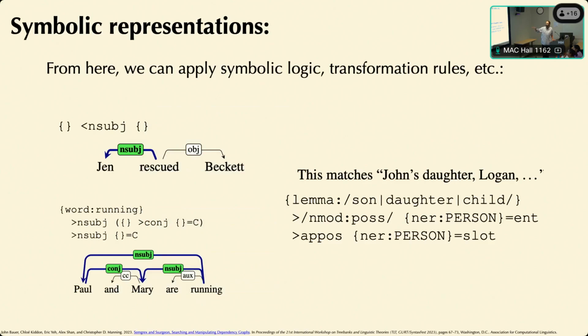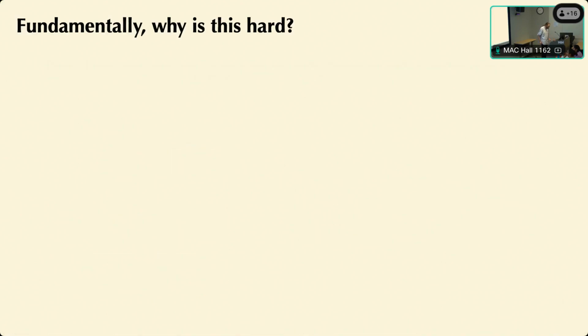This is an example of a little mini language for processing syntax trees for information extraction. On the right, we have a pattern for extracting people's names from text that looks sort of like John's daughter Logan, extracting out the word Logan, or if it was another variation on that sentence. And this can get you pretty far, but there are some limitations to it that people ran into extremely quickly.